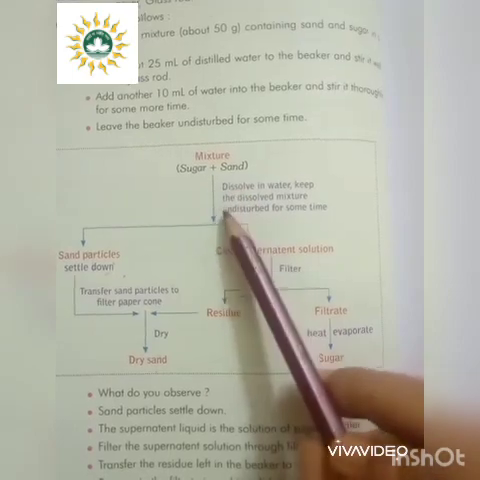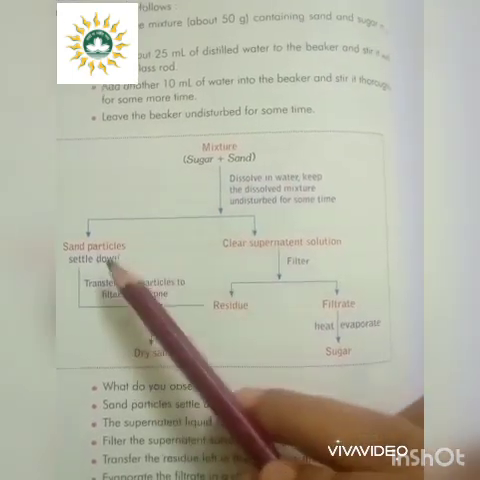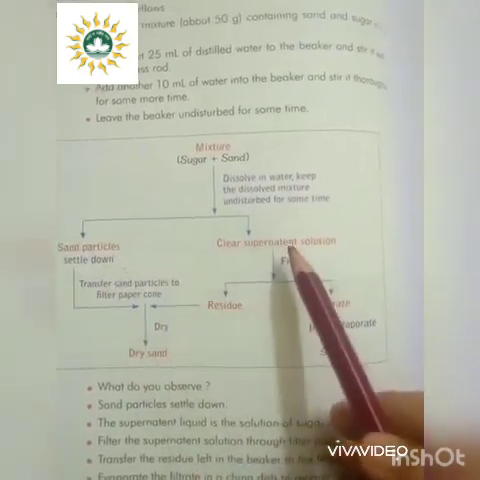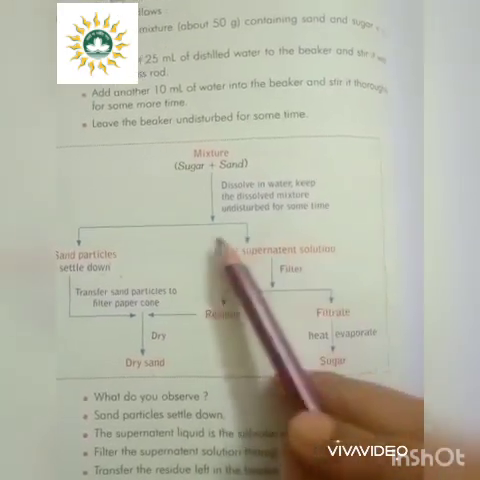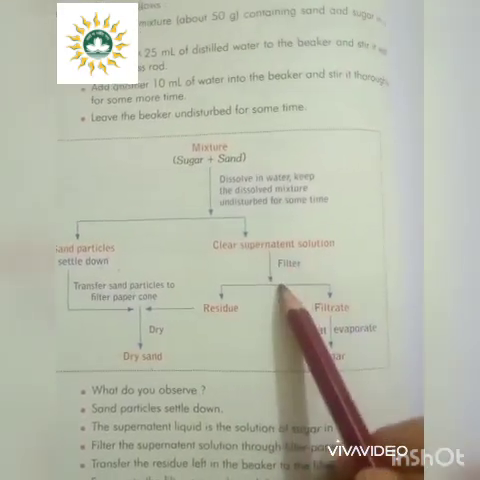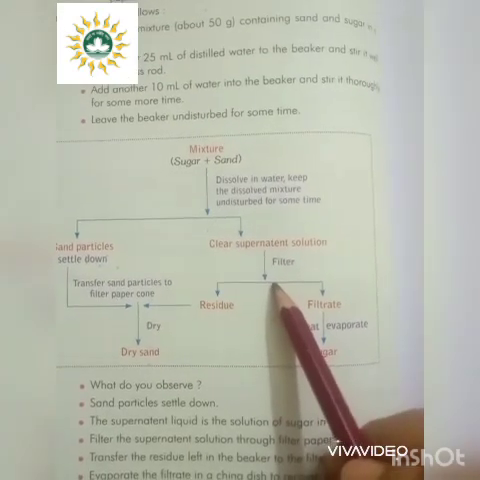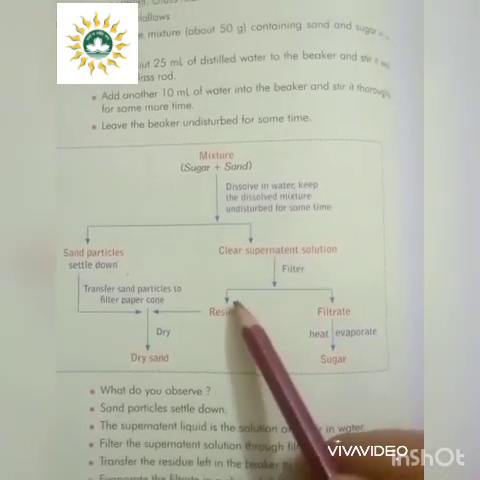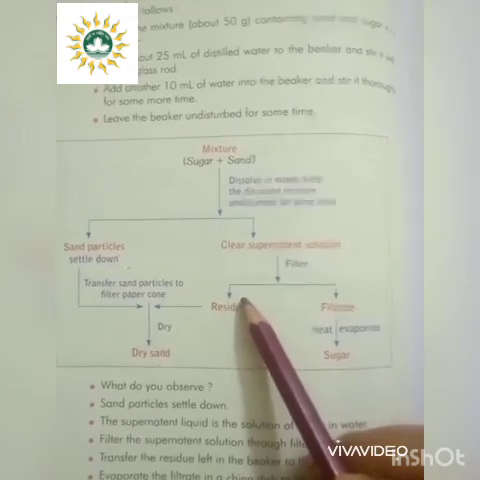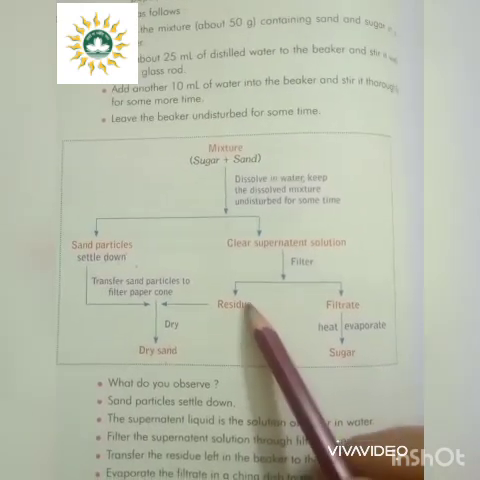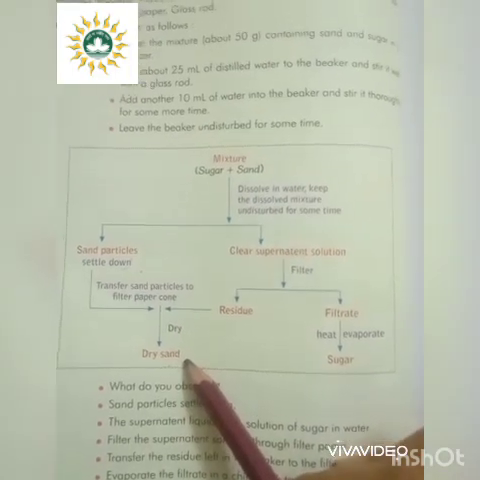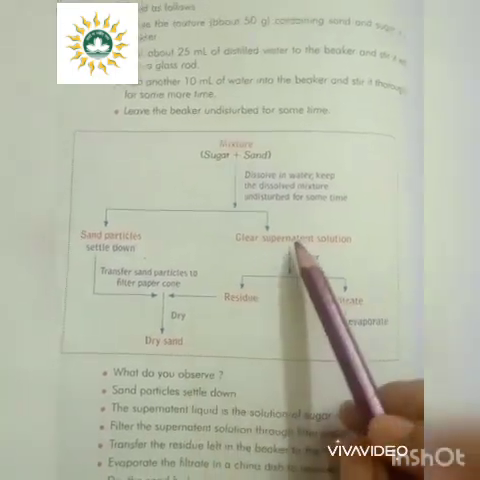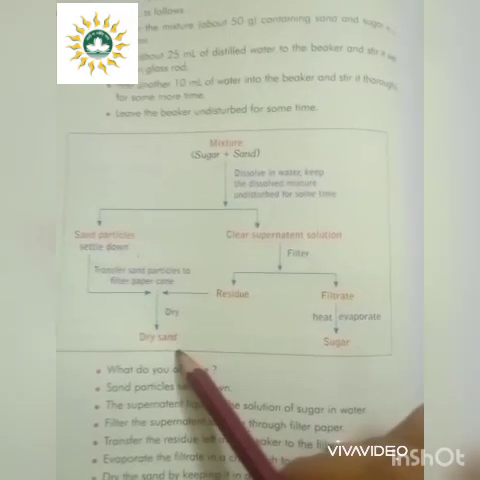After dissolving sugar and sand in water, we saw that sand particles settle down, but there still is a clear supernatant solution. Now the clear supernatant solution is filtered, and the residue which is left in the beaker, when we dry it, again some amount of sand will be recovered. Whatever amount of sand is left is fully recovered.